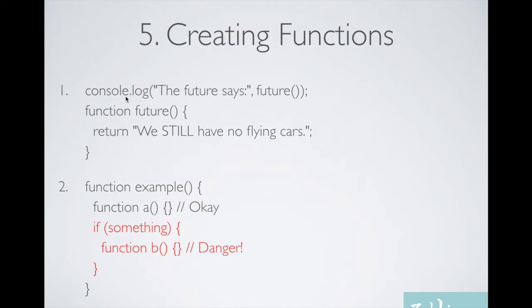So you can do it like the first example: console log use the function future before the function future was declared. Yep, it's totally alright with declaration. And another thing you need to know is you can have functions within functions, but you shouldn't have functions within conditional execution like if, because different browsers have different responses to this method, it would create something unexpected, so you shouldn't do this.